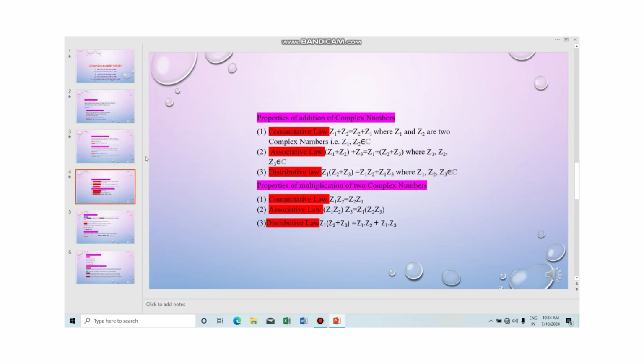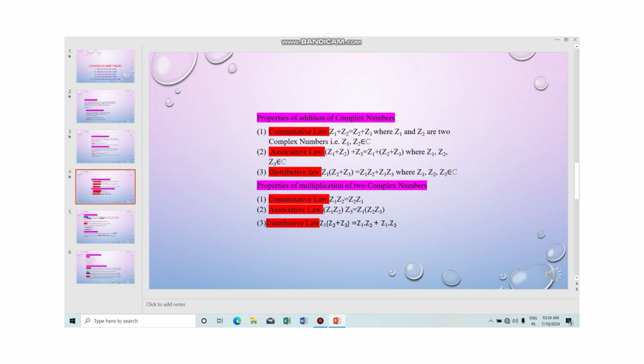Now, properties of addition of complex numbers. First of all, commutative law. z1 plus z2 equals z2 plus z1, where z1 and z2 belong to C. Associative law. z1 plus z2 plus z3 equals z1 plus whole bracket z2 plus z3, and distributive law. z1 whole bracket z2 plus z3 equals z1 into z2 plus z1 into z3.